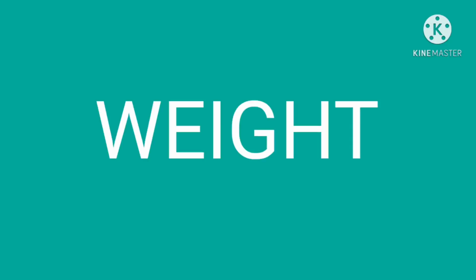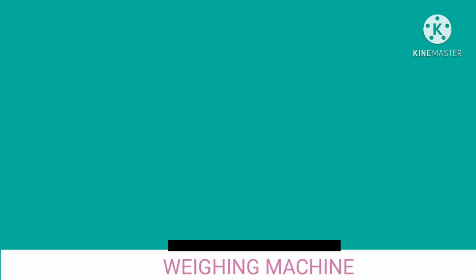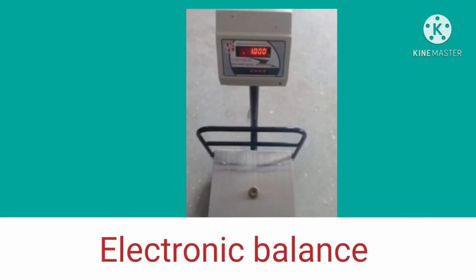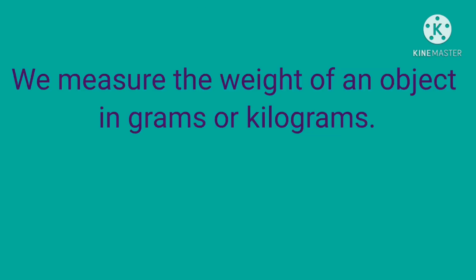Children, now let us learn about weight. Look at this picture, children. We call it a weighing machine or simple balance. We use a simple balance or weighing machine to compare the weight of two objects. Children, nowadays we see electronic balances to measure weight. We measure the weight of an object in grams or kilograms.